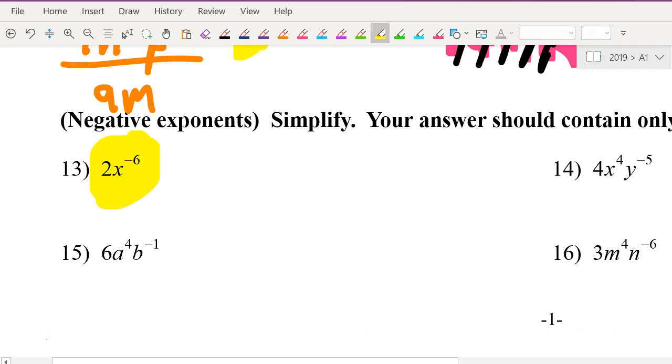Okay, 2x to the negative 6. Now what? What do we do? You write 2x to the negative 6, and since it's a negative exponent, you move x to the negative 6 down and remove the negative. Okay, so it's 2 over x to the 6. Yep, you got it. Easy cheesy, right? Lemon squeezy. Good job.